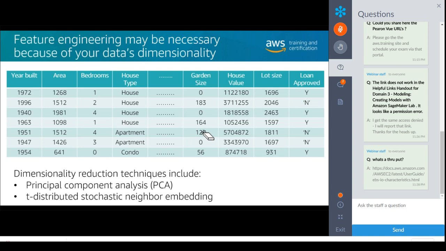Anyhow, so feature engineering may be necessary because of your data's dimensionality. Ooh, there's a big fancy word, but dimensionality really just means that there's a lot of attributes. You see, look at this right here. You might be collecting hundreds, thousands of attributes. So if this was in a spreadsheet, there could be literally thousands of columns. So maybe they're not all useful.